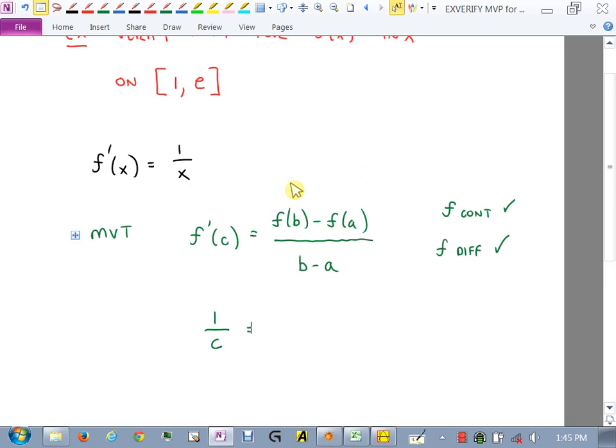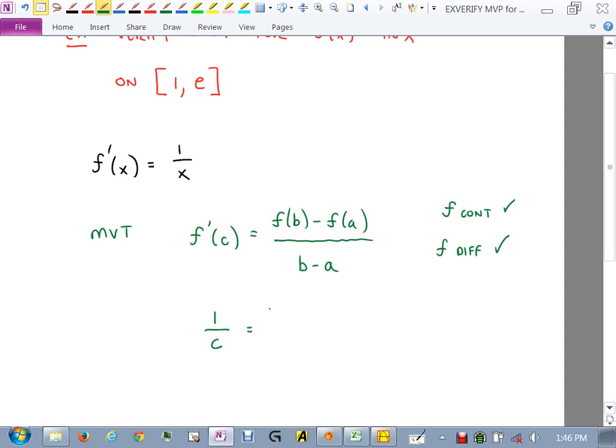Well, what's b for us? The endpoint, which for us is e, isn't it? B is e, okay? And then what's a for us? A is 1. So I'm going to take e and plug it into the function, which is natural log. I'm going to take a and plug it into the function, which is natural log, and I'm going to divide it by b minus a. Into the function, not the derivative, right? The original, yes. F of b, not f prime.